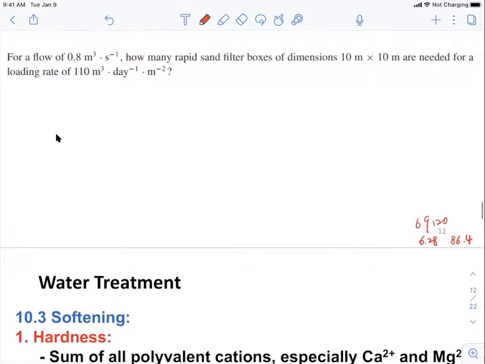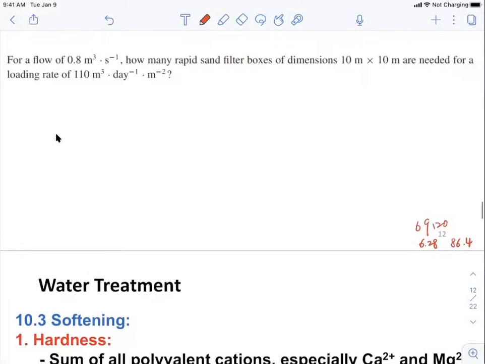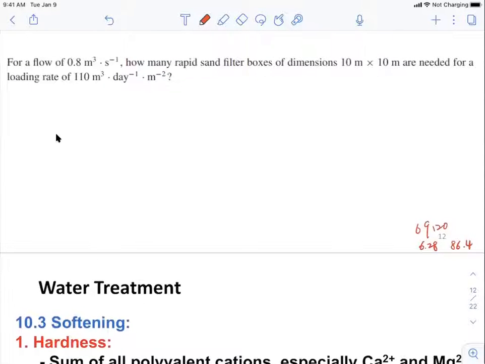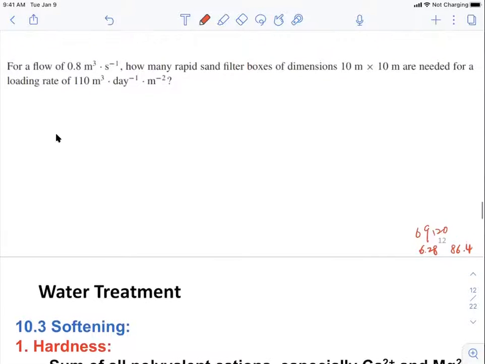I think this is also one of your homework problems. Let's say you have water to be processed, and its flow rate is 0.8 meters cubed per second. It's asking how many rapid sand filter boxes are needed for a loading rate of 100 meters cubed per day per meter square. If you have these 2 conditions, the flow rate and the loading rate, then you can calculate the surface area.